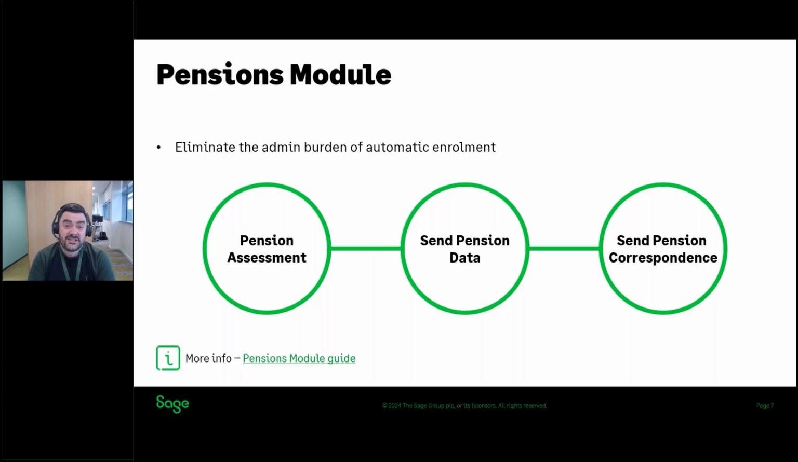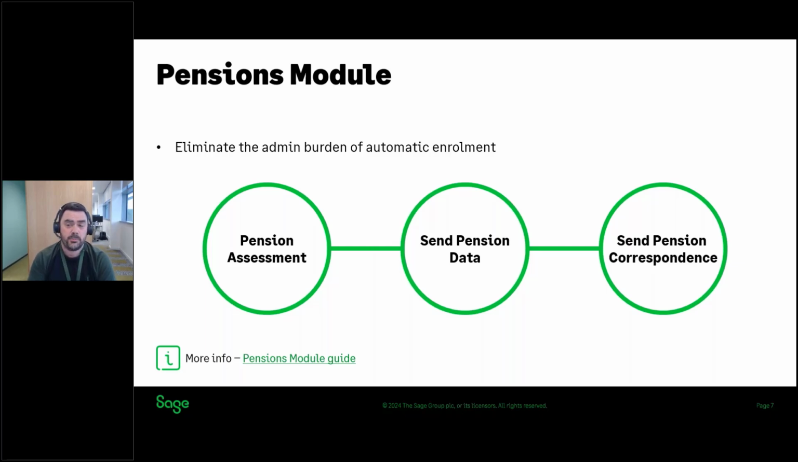So the pensions module was designed to help relieve the burden of automatic enrolment on employers. And there are 3 main areas in the pensions module, those being the pension assessment, which is run at the point you've entered your employee's wages. There are tools to help you send pension data to your pension provider, and we'll discuss more what options are available to you later in the webinar. And there's a pension correspondence option, which helps you to manage all of the communications that need to be sent to your employees when they join the company for the first time or when they're put into a pension scheme.